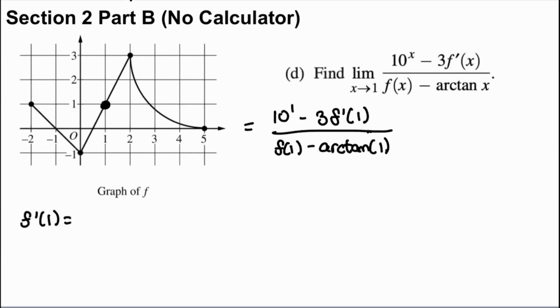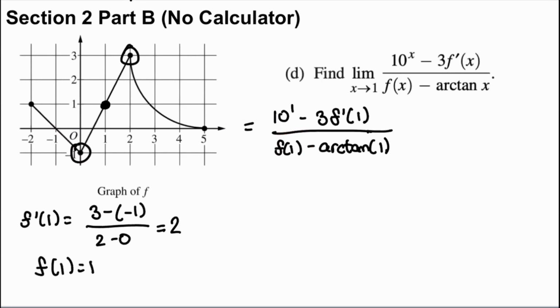f prime of 1 is equal to, I'm going to focus on these 2 points. So it's going to be -3 minus -1 over 2 minus 0. And this slope is going to be equal to 2. And now we have this f of 1 here, and f of 1 is equal to 1. So I'll just write that again off to the side. And now we can do our appropriate substitution.